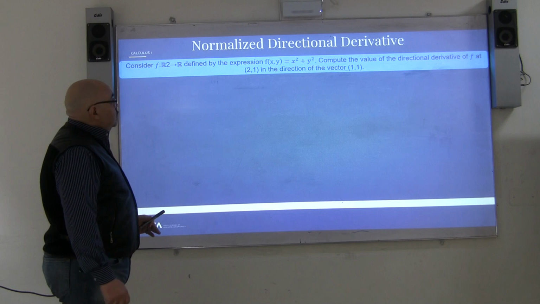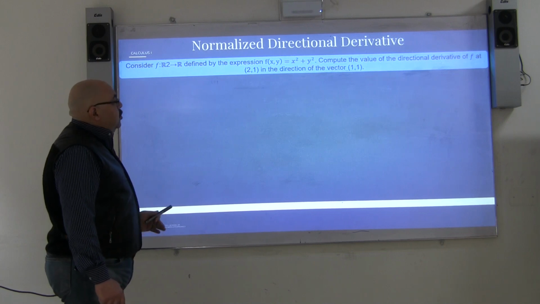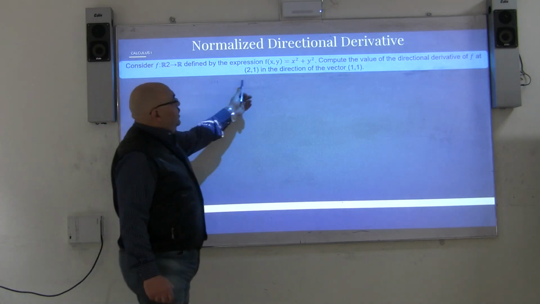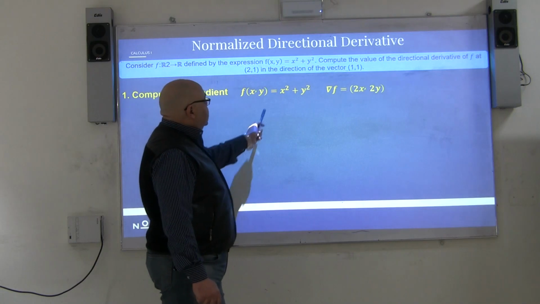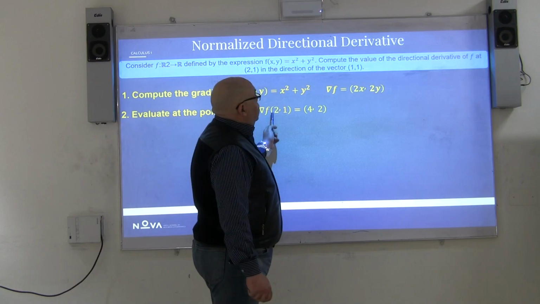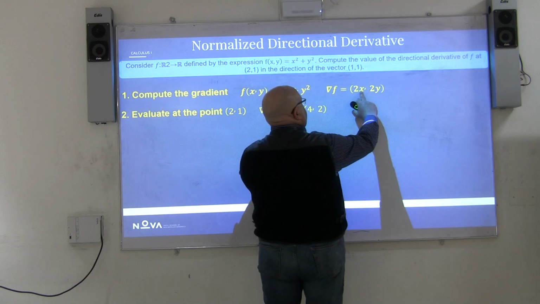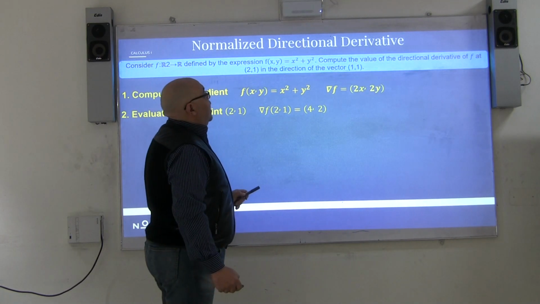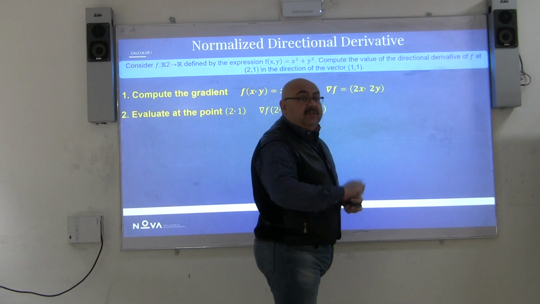Another problem, which is the same as the first one: f of x and y equals x squared plus y squared. Compute the value of the directional derivative of f at the point (2, 1) in the direction of the vector (1, 1). Once more, this is the gradient vector, (2x, 2y). I will get the value at (2, 1). It's going to be (4, 2), so just put 2 in here and 1 in here. Now get the normalized form of the vector, so I will have to evaluate the norm first.